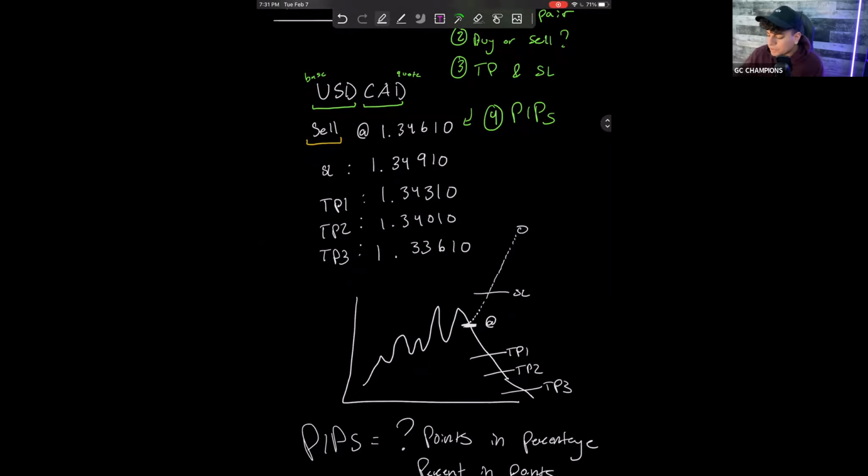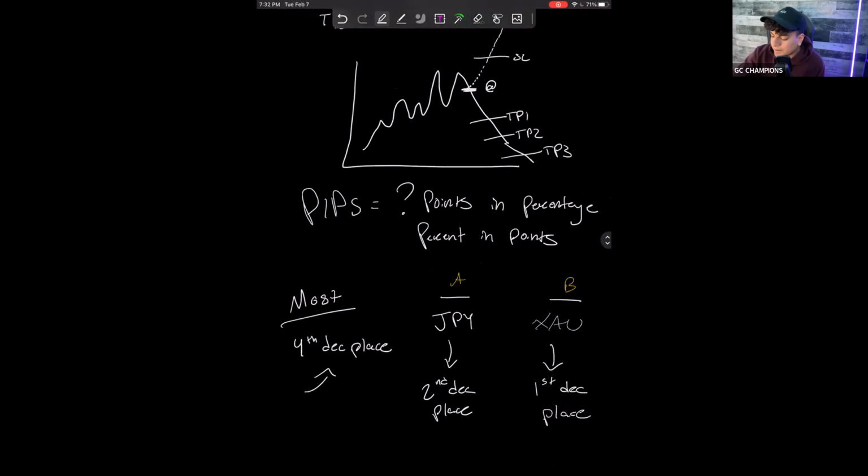Now, here's a bonus tip for all of you. We have pips and we have something called fractional pips, okay? Fractional pips are also called baby pips. This is how I know it, baby pips. The baby pip is actually the 5th decimal place, the decimal place after the pip, okay? So in this case, because we know that this is the most common scenario, I know that my pip is going to be what? It's going to be the 4th decimal place.